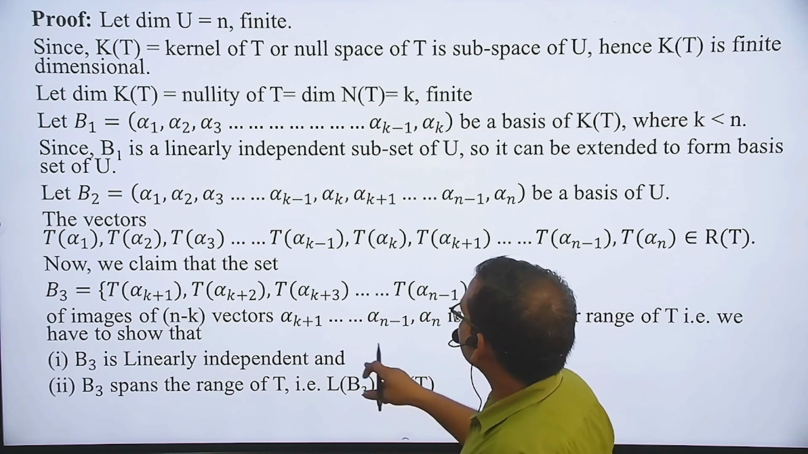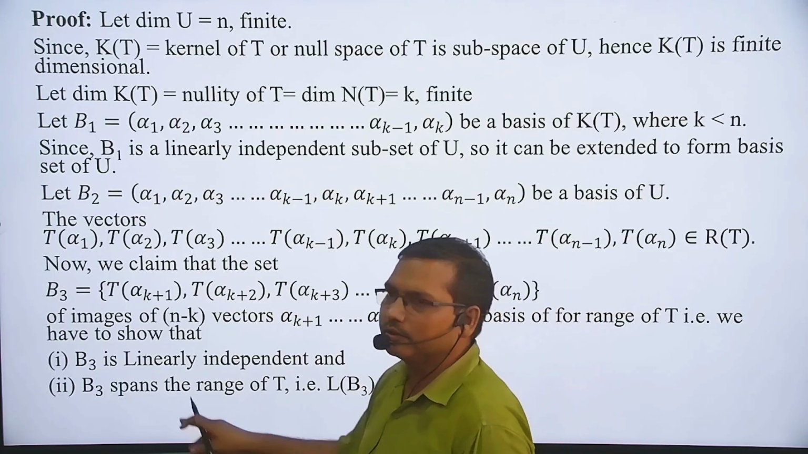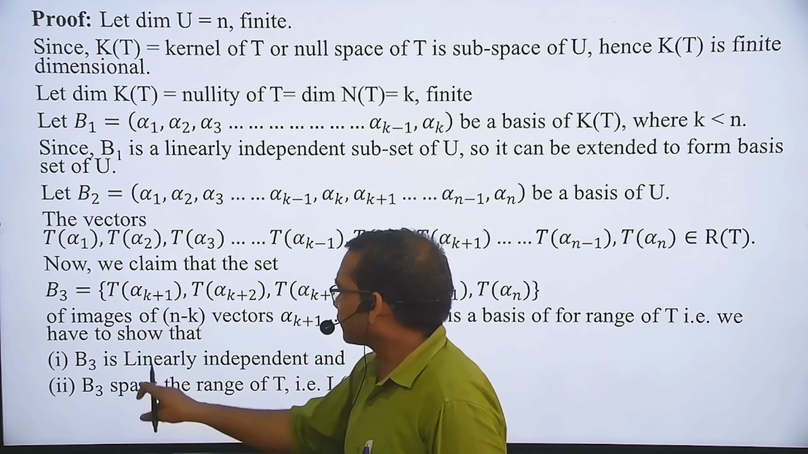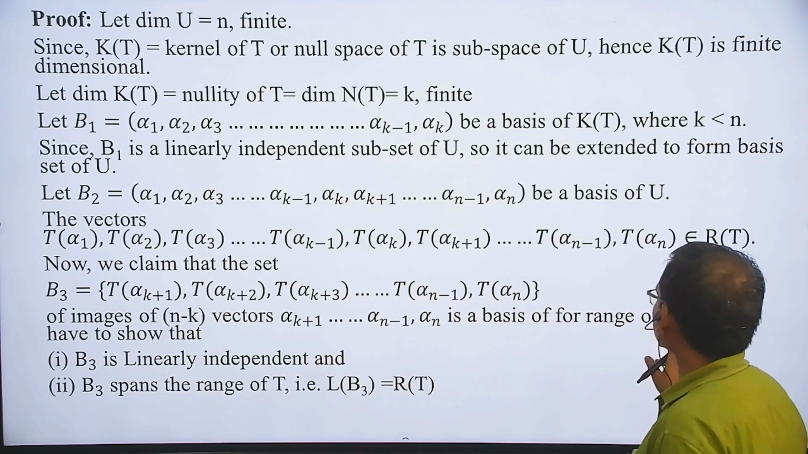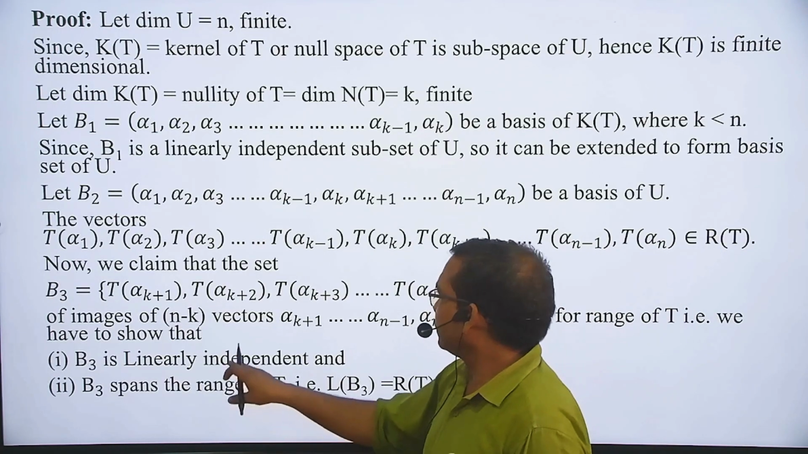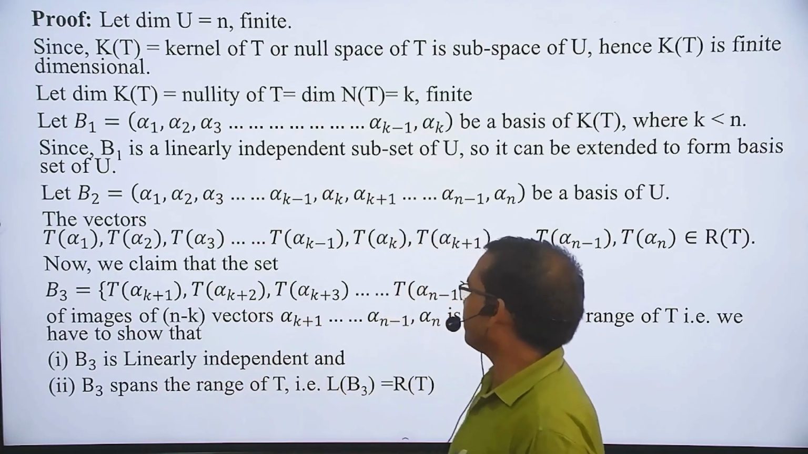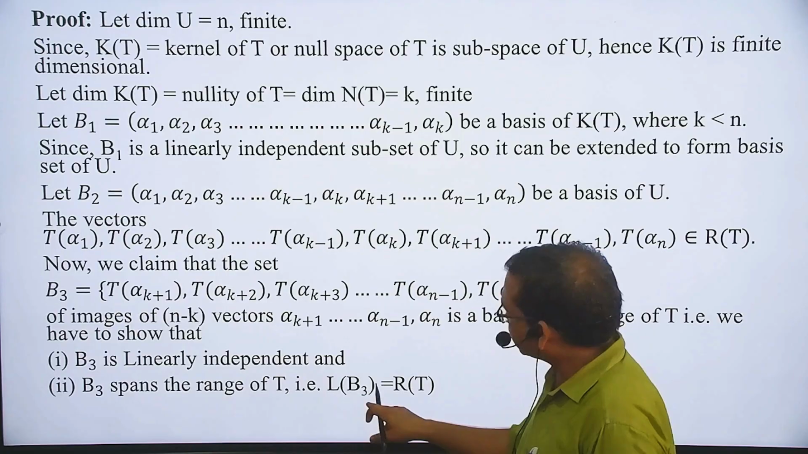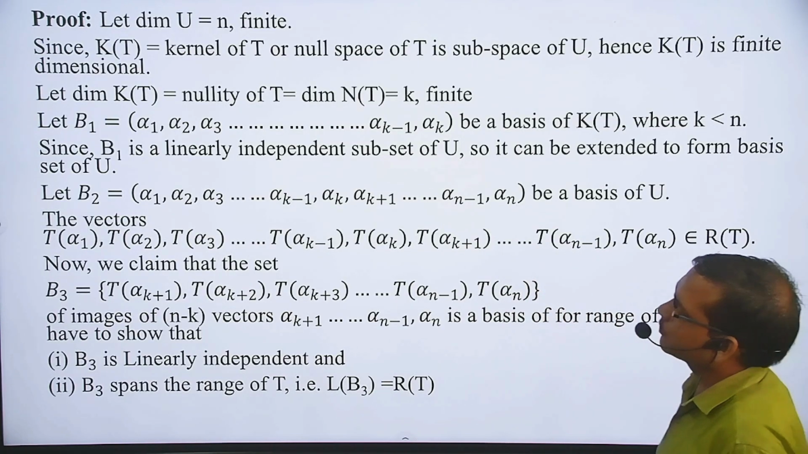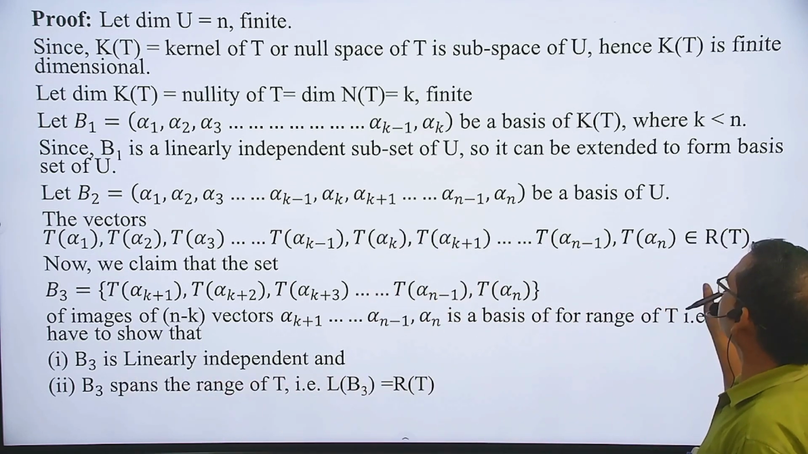To show that this is a basis of the range space, we will prove that B3 is linearly independent and that each vector of the range space can be written as a linear combination of these vectors, that is, B3 spans the range space of T, or the linear combination of B3 is equal to the range space. First we will show that B3 is linearly independent.